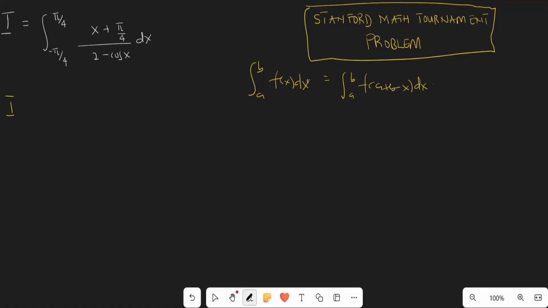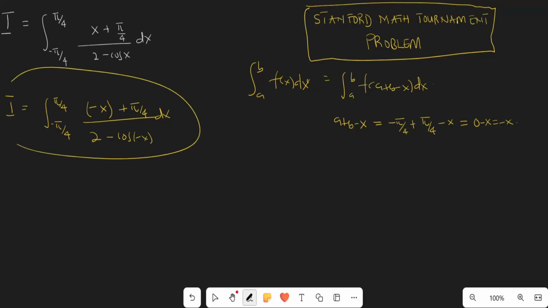So our integral is going to be the integral from negative pi over 4 to positive pi over 4. Let's find out what a plus b minus x really is in this question. A is the lower limit, which is negative pi over 4. B is the upper limit, which is positive pi over 4, minus x. So that evaluates to 0 minus x, which is equal to negative x. So I'm just replacing x with negative x in the original integral, and that is negative x plus pi over 4 divided by 2 minus the cosine of negative x dx.